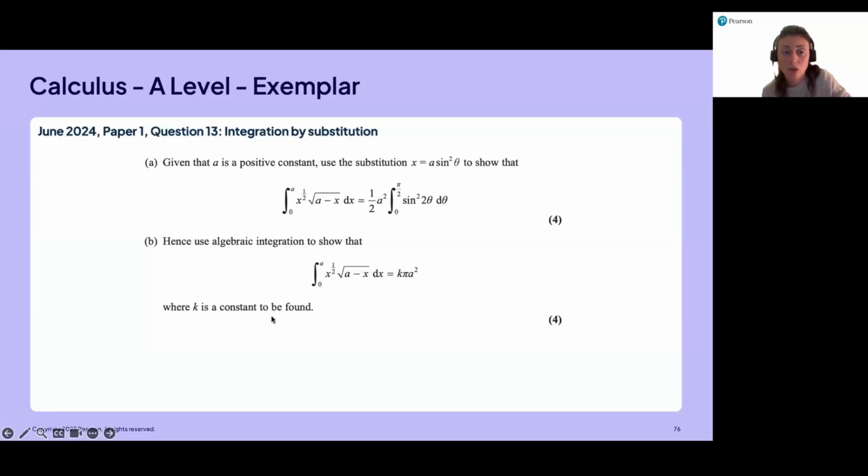So firstly, it just gives you the question, integration by substitution. I think the bit I wanted to show you the most was probably, well, I wanted to show you all of it, but particularly the integration, because we've got a sine squared. So I always say to my students, if you've got a trigonometric function squared, you need to be really, really careful about how you proceed.